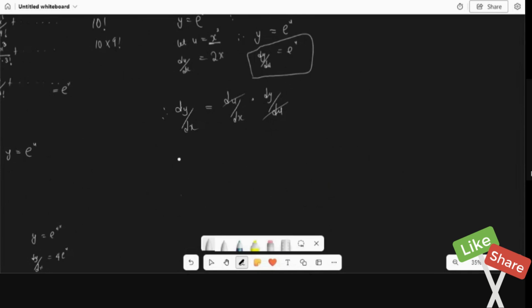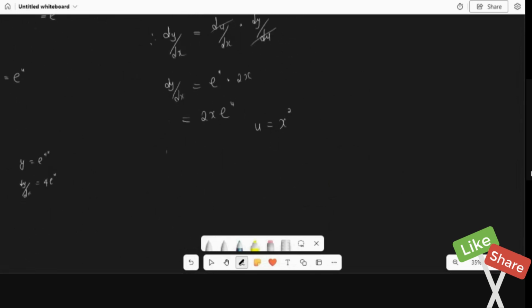So therefore, we have dy over dx is now equal to du over dx, that is 2x, multiplied by e^u. So that is going to be 2x e^u. And we know that u is equal to x squared, so all we have to do is substitute at the end of the day. Our final answer for dy over dx is equal to 2x e to the power of x squared. Can you imagine how complex it started to go? It's a weird question, but at the same time, it's nice.